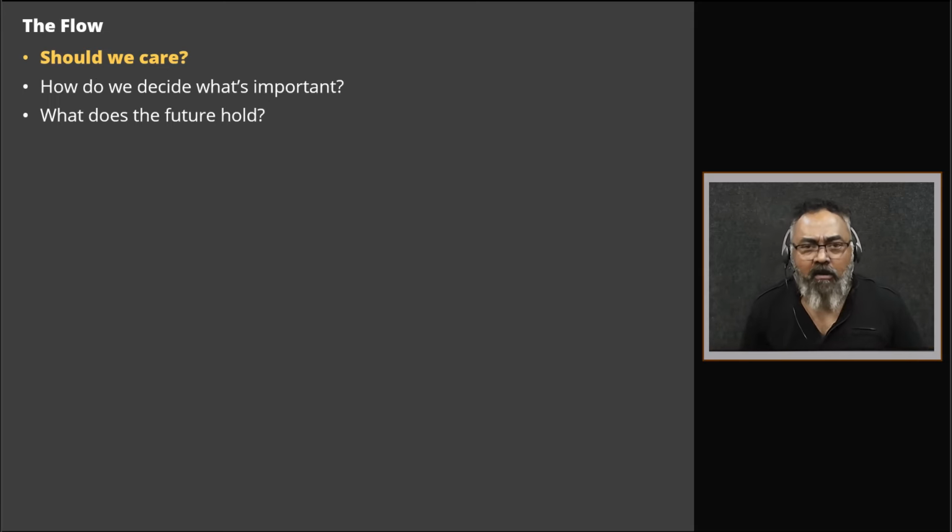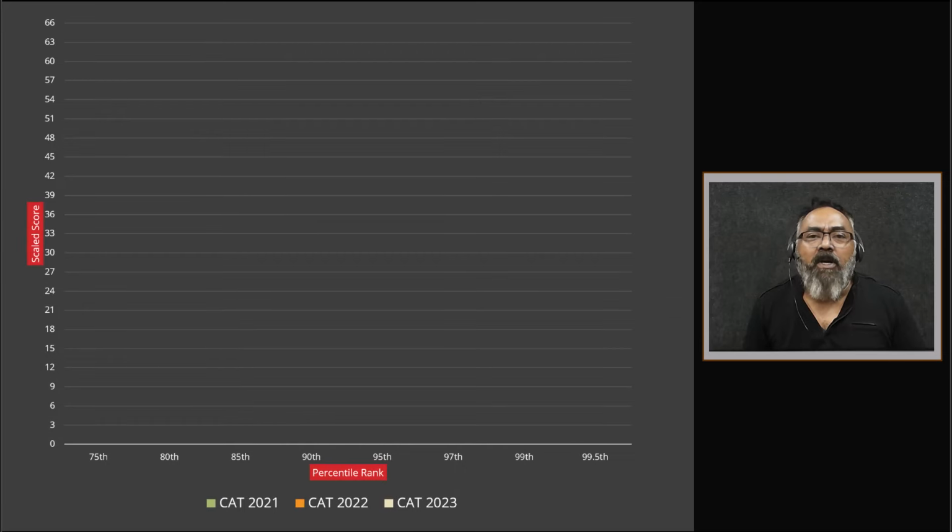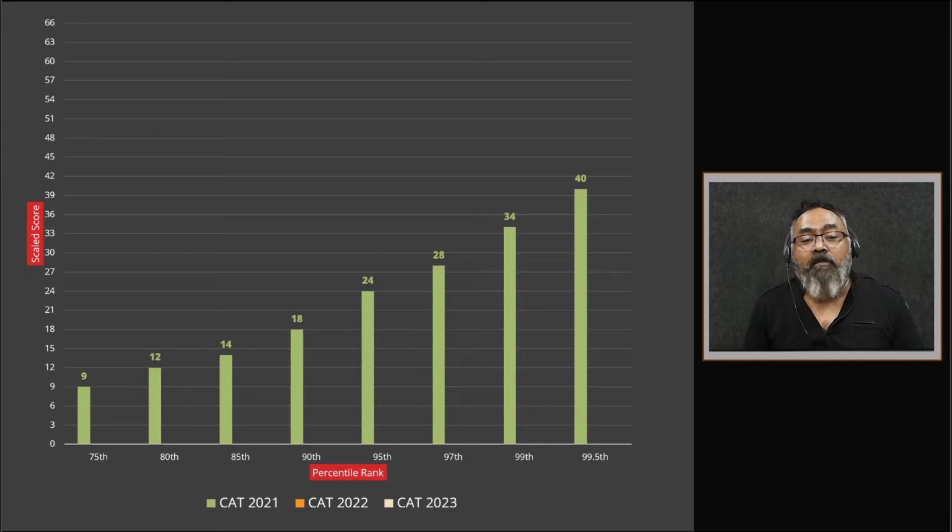Of course you care. Because you want to get a pretty high percentile rank in the CAT, which means that you want to get a high percentile rank in each of the three sections. Therefore, you need a particular score to get that percentile. Now this is CAT 2021, 2022, 2023 of the QA section. Just the QA section, not the overall CAT. This is the story of 2021. A 70th percentile is 9 marks, which is like three questions. Going all the way till 99.5 percentile, which is 40 marks, roughly about 13 questions.